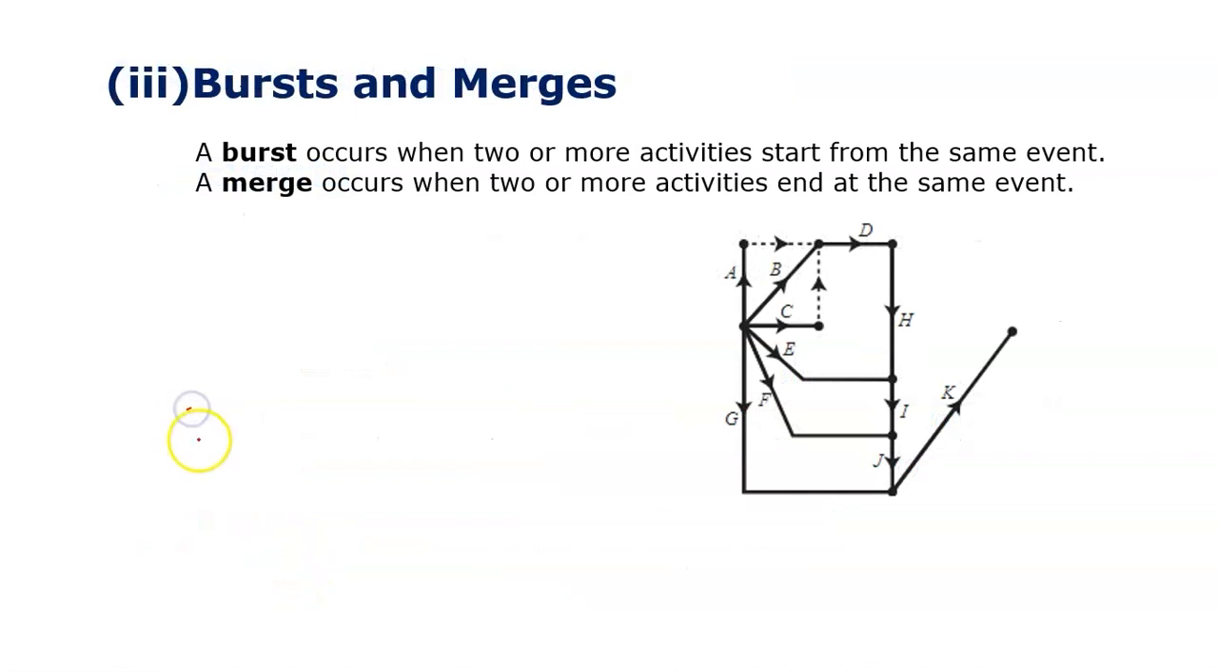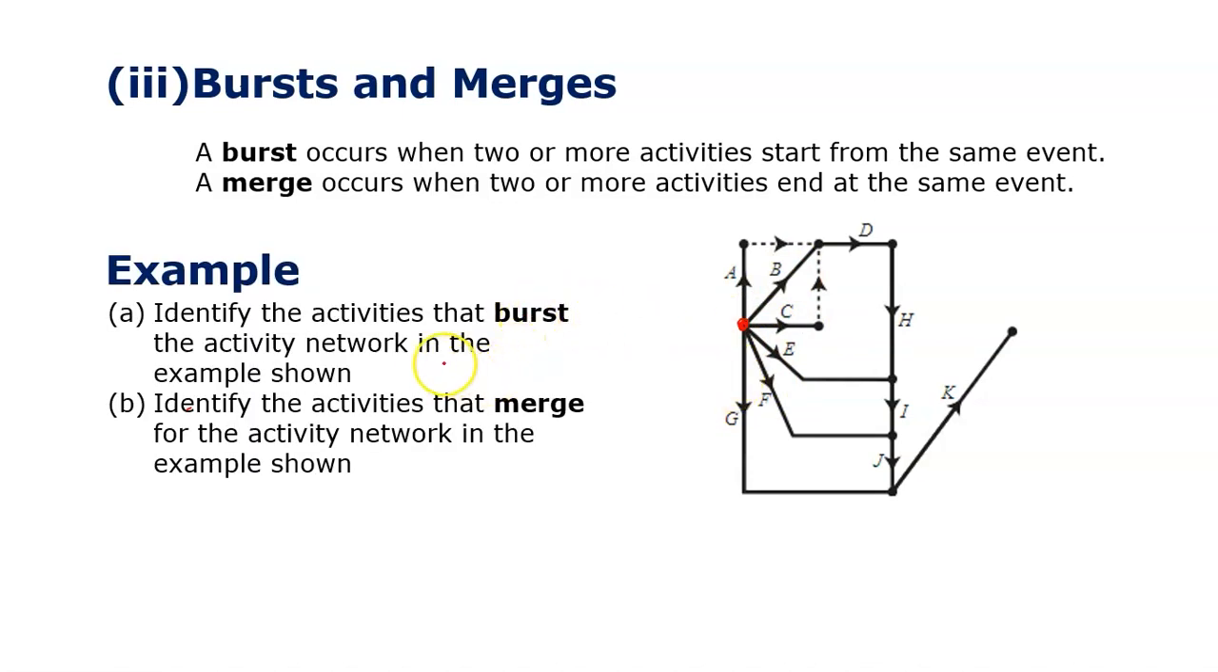Now, bursts and merges. So these, again, we haven't talked about at all. A burst, it says, occurs when two or more activities start from the same event. So this is perhaps an obvious place. We can see lots and lots of activities all occurring at the same place. That is a burst. I think it asked me to say what the burst is. Yeah, so A, B, C, E, F, and G, they are all bursts from the same point, from the same node. Identify the activities that merge.